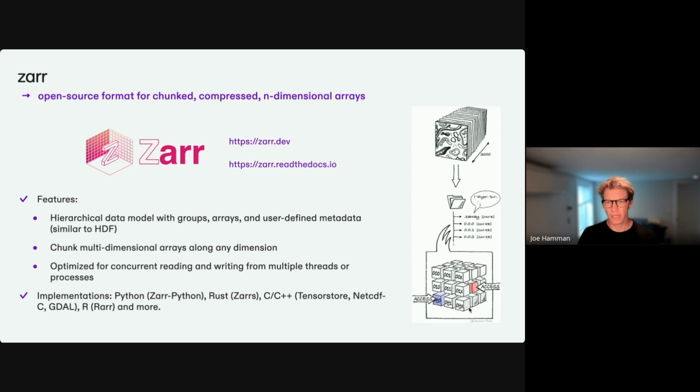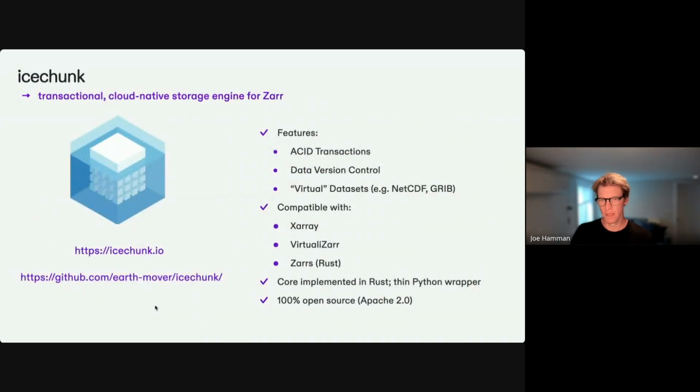And then finally, Zarr is really built from the beginning to be optimized for concurrent reading and writing from multiple threads or processes. So unlike a standard file, you can read and write to it from many processes at the same time. Finally, it's multi-language. There are implementations in a bunch of languages at this point. This is an incomplete list, but Python, certainly, Rust, C, C++, Fortran, R, Julia, etc.